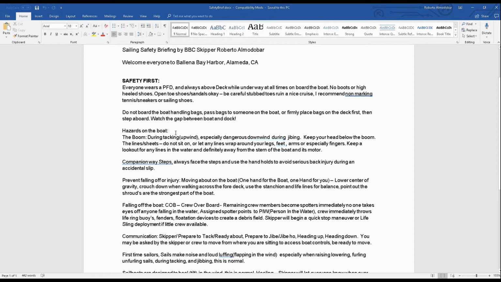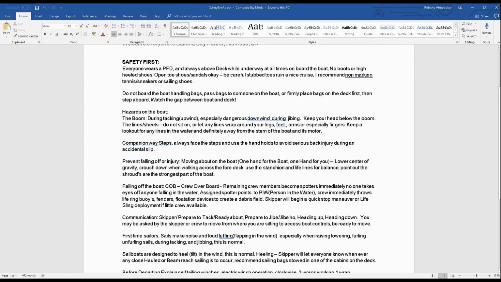Point out the hazards on the boat. The number one hazard, of course, everyone knows, is the boom during tacking upwind, especially dangerous downwind during jibing. Keep your head below the boom. The lines and sheets, do not sit on or let any of the lines wrap around your legs, feet, arms, or especially fingers. Keep those lines away from your extremities. Keep a good lookout for any lines in the water, and definitely away from the stern of the boat and its motor.